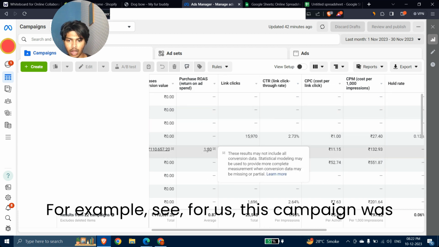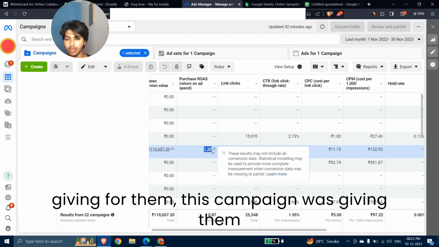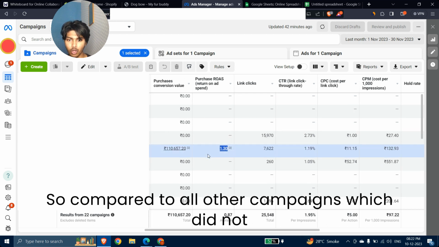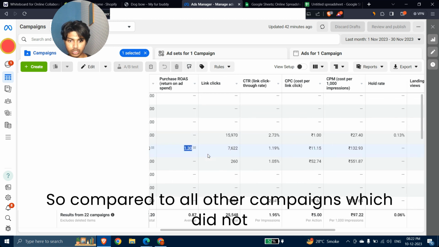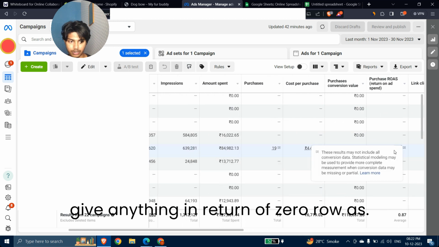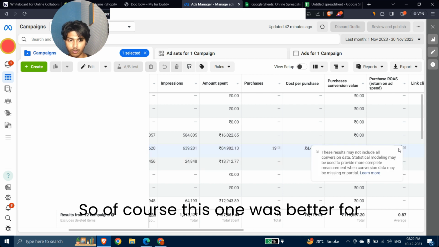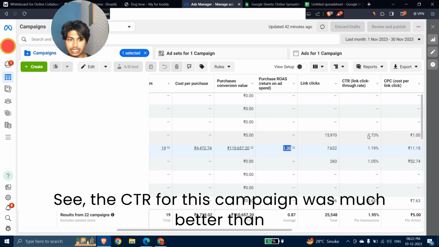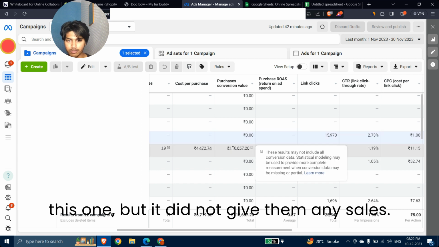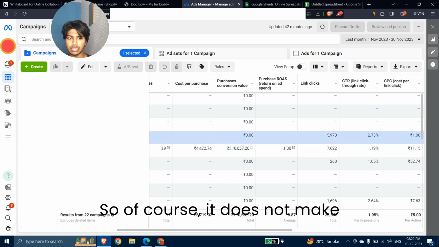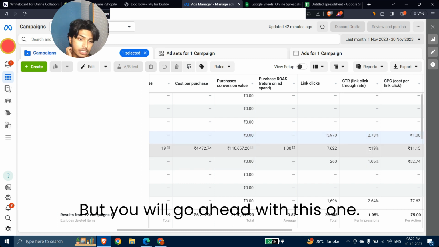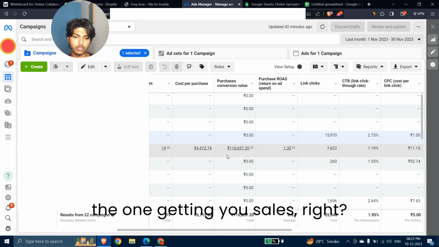For example, for them this campaign was giving 1.3 ROAS, compared to 0 and 0 for all the other campaigns, which did not give anything in return. So of course this one was better for them. And they have the CTR and everything. See, the CTR for this campaign was much better than this one, but it did not give them any sales. So of course it does not make sense to go ahead with that, but you will go ahead with this one, because in the end this is the one getting you sales, right?